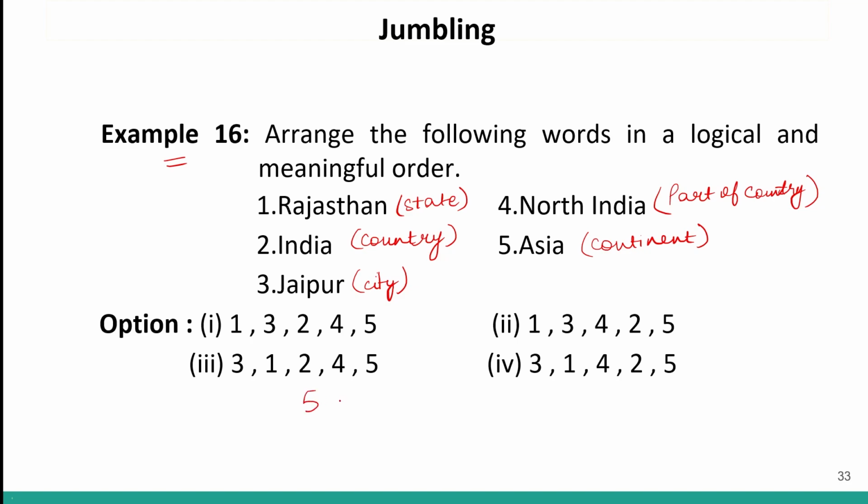So 5, 2, 4, then 1 and 3. It could be either this, but none of the options starts from 5. This is the logic, so we move in the opposite direction. We go from the smaller to a bigger. Smaller will be Jaipur. It belongs in Rajasthan. Then we'll have North India, then India, and then Asia. So 31425. 31425 is in option number 4.